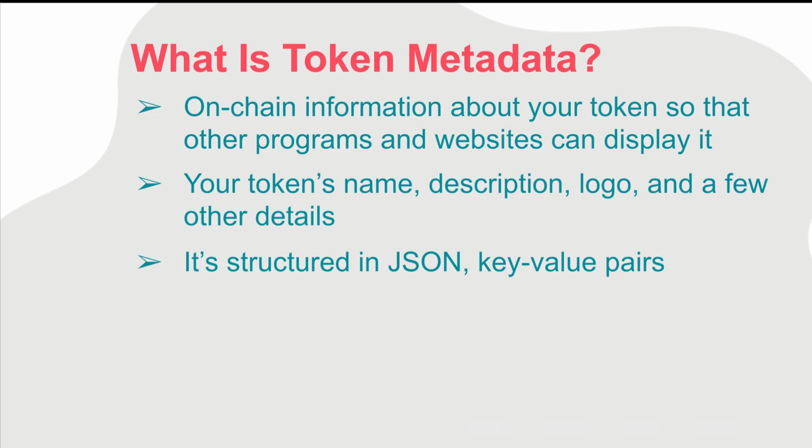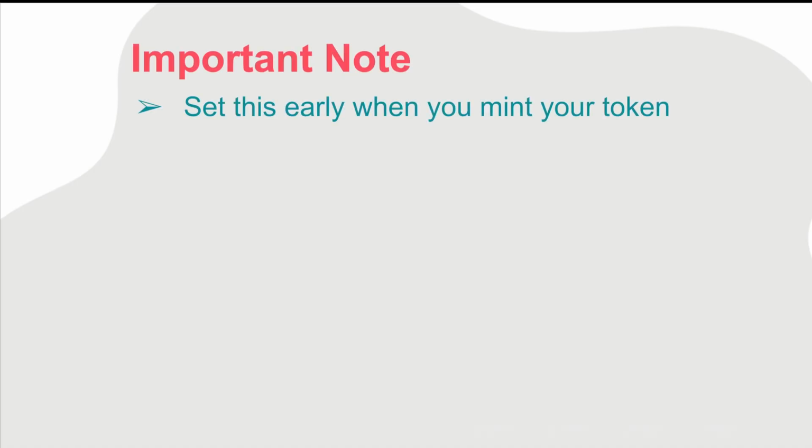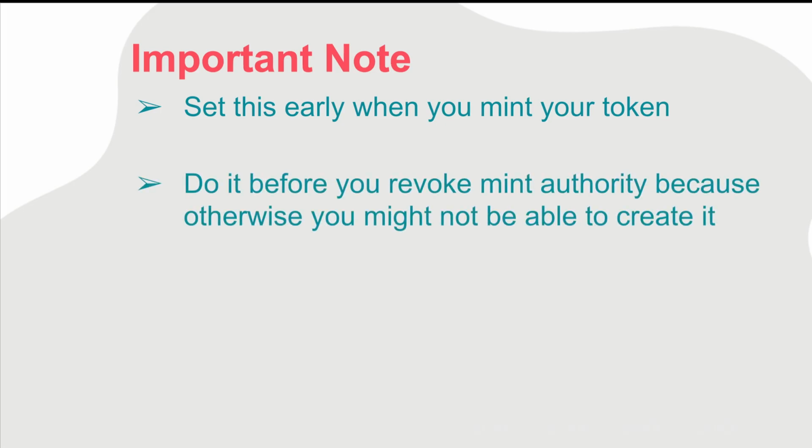In any case, one really important note is that you should set your metadata very early. As soon as you mint your token, in the same moment, you want to have your metadata ready. If you don't have it ready, if you set it later, it's not terrible, it's okay. But you should definitely set your metadata before you revoke mint authority, if you plan to revoke mint authority, because otherwise you may not later be able to create your metadata.